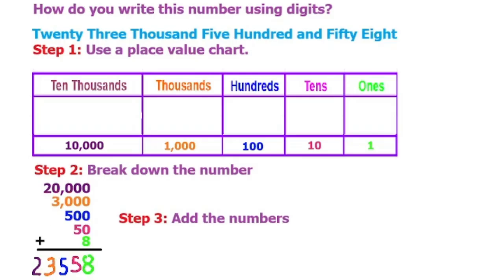Okay? So we've written out this number using digits so we can fill it in the place value chart. And this is how it looks in the place value chart. Put the 2 here, the 3 here, the 5 here, the 5 here, and the 8 here. So this is 23,558.